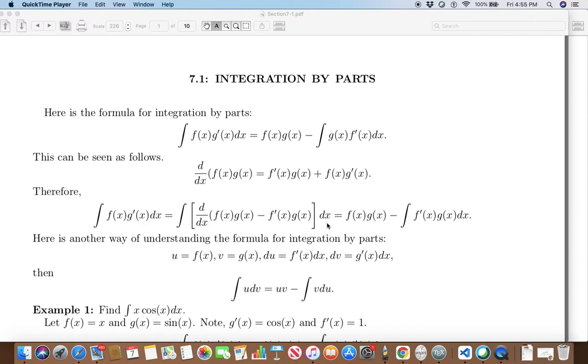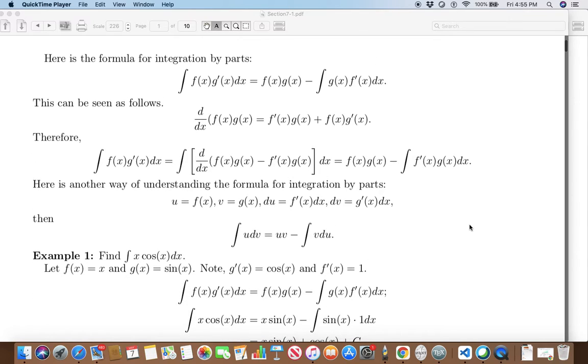Well, the integral of the derivative, that is the first fundamental theorem of calculus. Integral and derivative undo each other, and you have f(x) g(x) minus the integral of f prime g(x), which is g f prime. So to repeat, the integral of f g prime is f g minus the integral of g f prime.